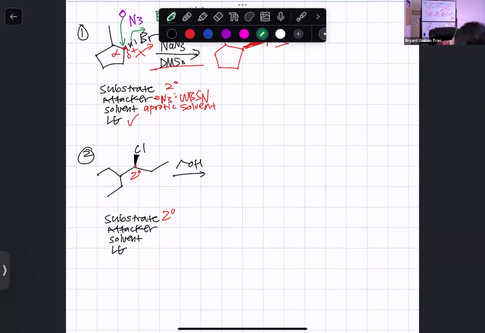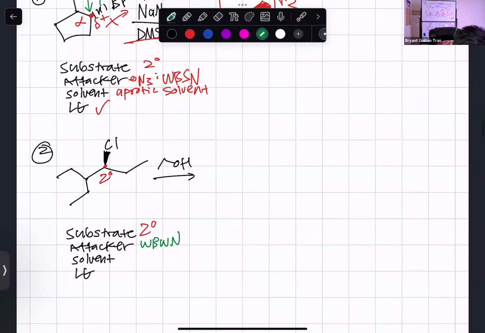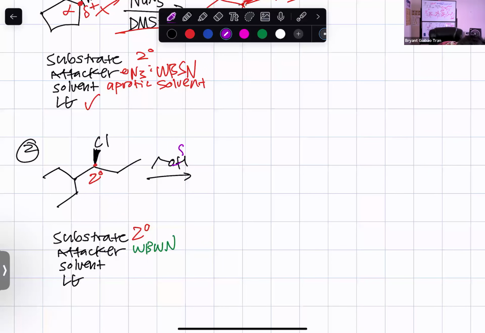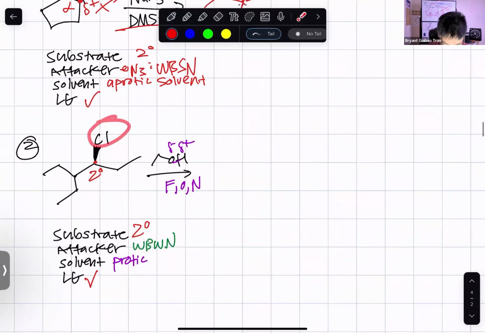Right. So it's a weak base, weak nucleophile. The solvent, if you see no other solvent, the solvent is the reactant itself. And it's protic because we have an H bond here. This hydrogen is attached to either one of these 3 atoms, fluorine, oxygen, or nitrogen, a very, very electronegative atom. So that is a protic solvent. And the leaving group, we got a good leaving group, fluorine. So that's good right there. Right. Okay.